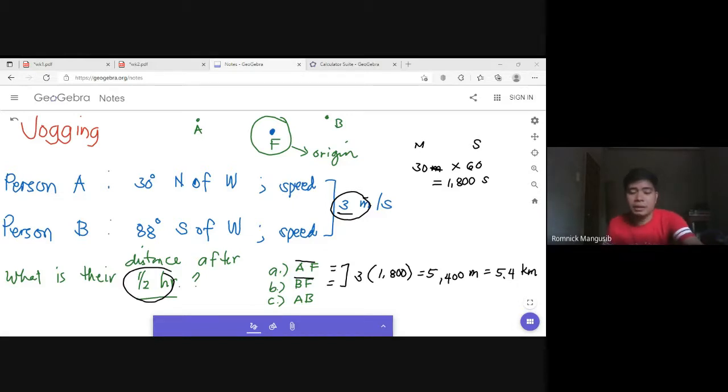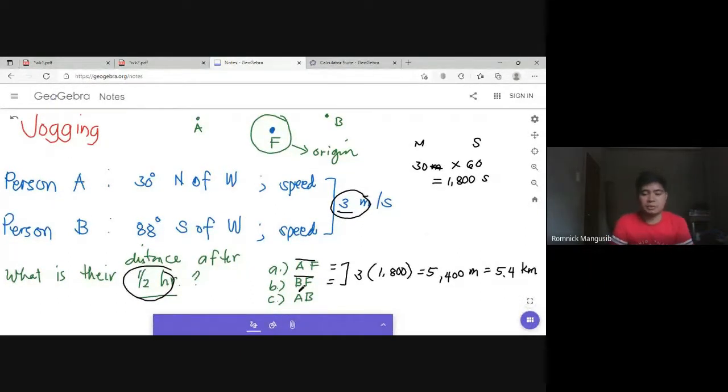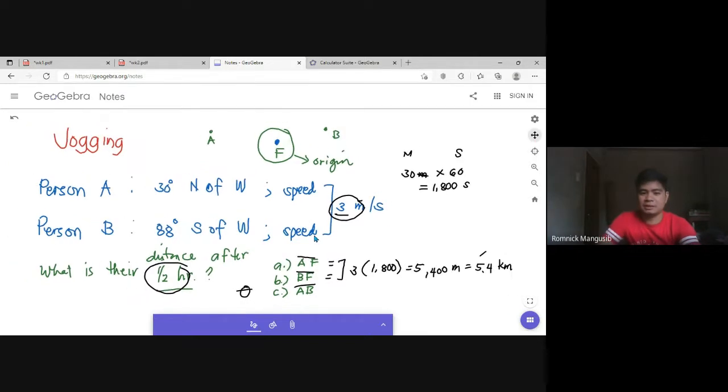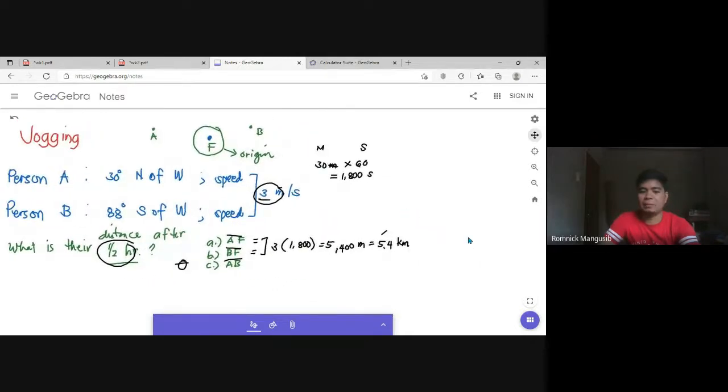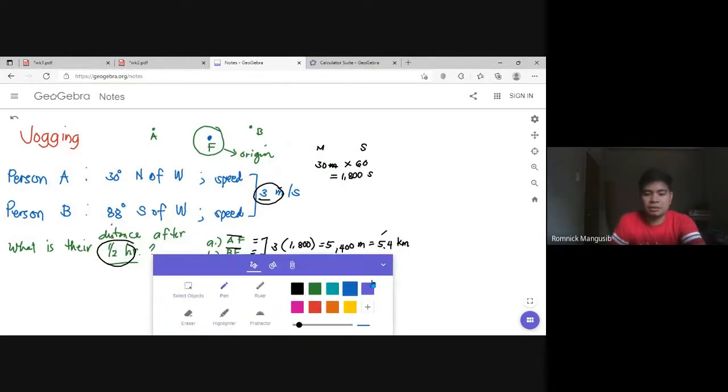On letter C, well, since we are now trying to solve now for the distance between these two jogger individuals, you have to be conscious now again kay theta. Kasi kung alam na natin na 5.4 ang distansya nila pagkatapos ng half an hour, at para makuha mo yung sagot sa distance between these two, you really need to understand yung theta. Paano naman makukuha ang theta? So mag-illustrate tayo.